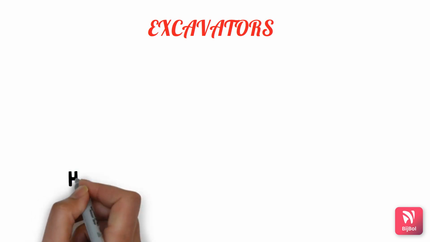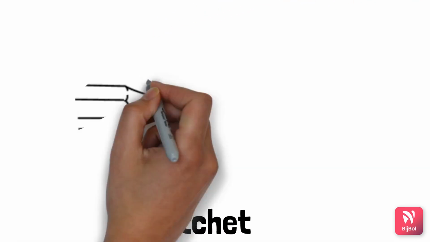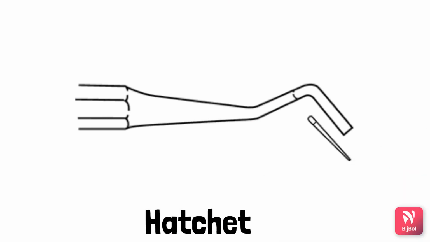Next we'll discuss the excavators, which help in excavating and removing the carious dentin. In that, the hatchet excavator is a bibeveled instrument in which the cutting edge is in the same plane as the long axis of the handle. It helps to sharpen the line angles and to prepare the retentive areas.